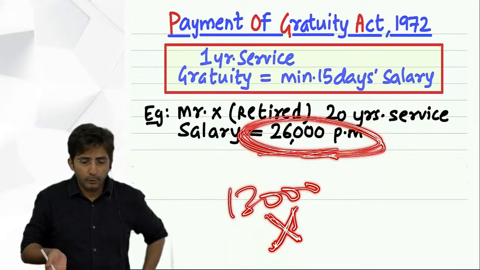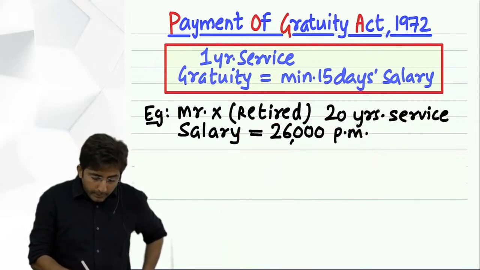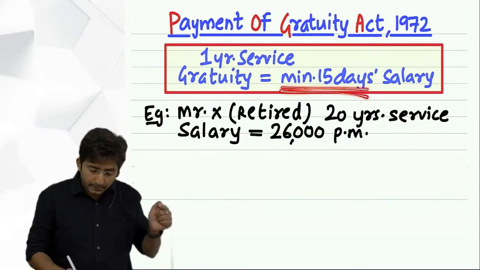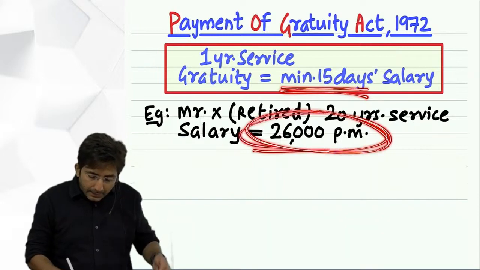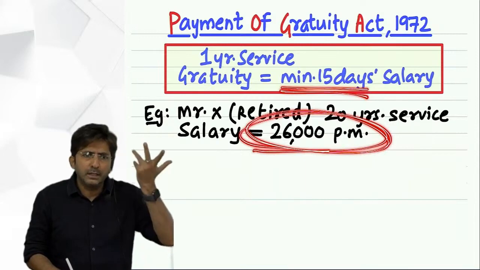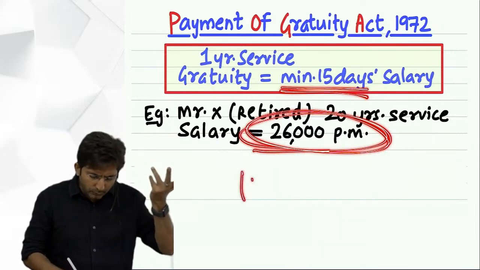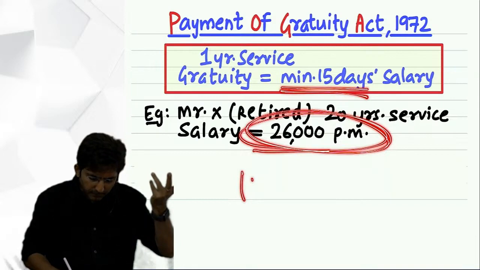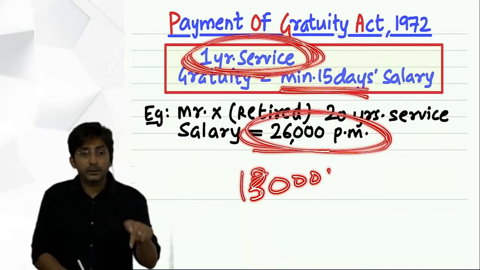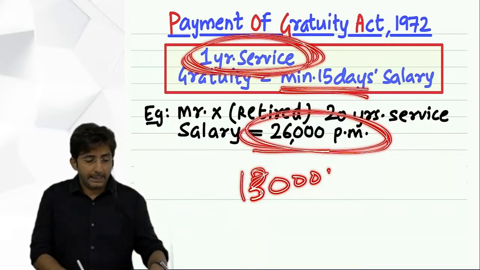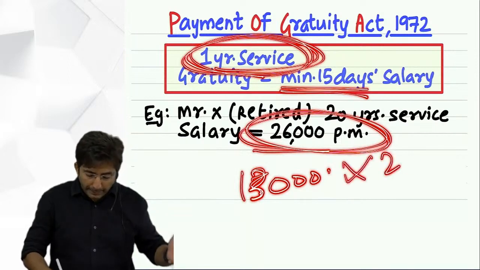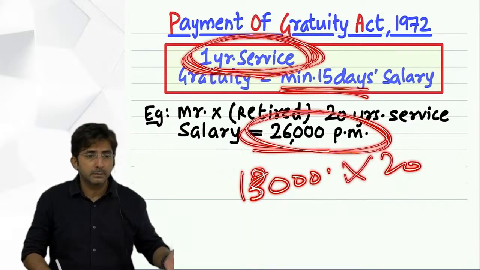This is the way normally you will do. See, for 1 year of service, 15 days' salary. So first I want to find 15 days' salary. But is this 15 days' salary or 1 month? 1 month, it is per month. So 15 days' salary, you would logically think what? 13,000. But 13,000 is for 1 year of your service. But the employee will say, I didn't do 1 year of service, I have worked for 20 years. So you will want 20 times of this. Okay. But that is wrong.